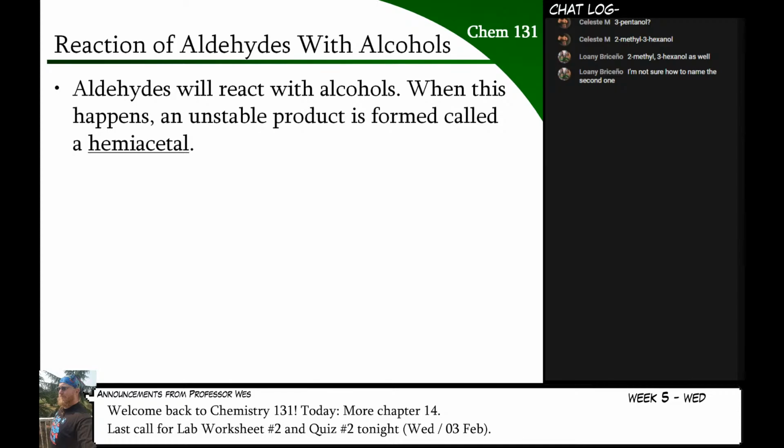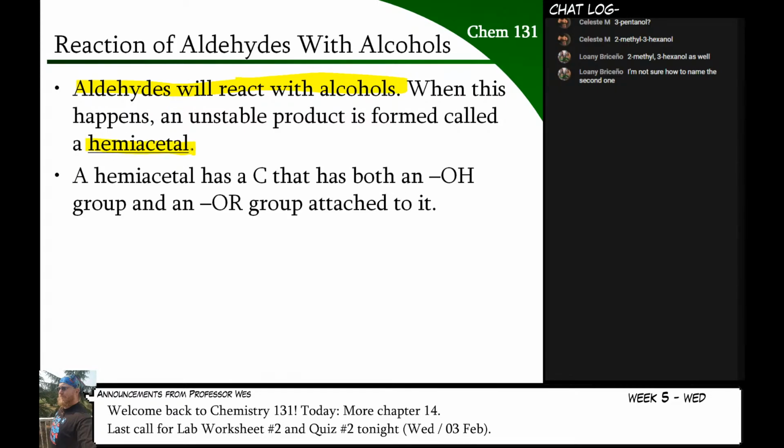So the first one that we're going to look at is this. When you put an aldehyde and an alcohol together, you get what's called a hemiacetal. So aldehyde with alcohol makes hemiacetal. And so what is a hemiacetal? A hemiacetal is the result when you mix these two things together, the following happens. So I'm going to take the H, and the H is going to go right here. And then I'm going to take this OR group, and it's going to go here.